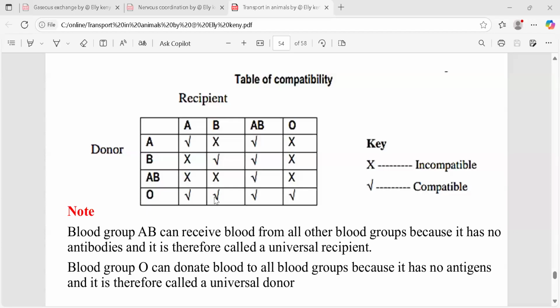Simply because O doesn't have any antigens, but they have antibody A and B. So the main thing is, how do we come here?